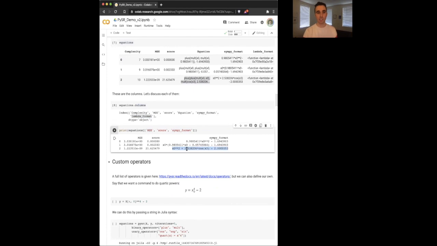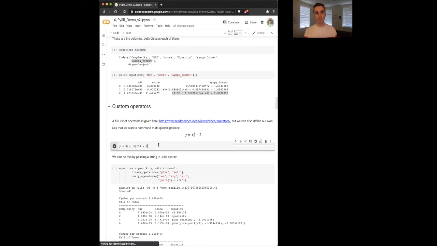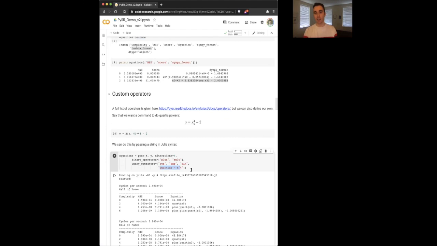The next thing I want to talk about is custom operators. This is one of my biggest gripes with Eureqa: you can't define custom operators. This is really easy in PySR. Say we have this equation that we want to learn, and say we know it's like x0 to the power of 4 minus 2. So we generate this data. In PySR, you can define a custom operator by just writing it out.